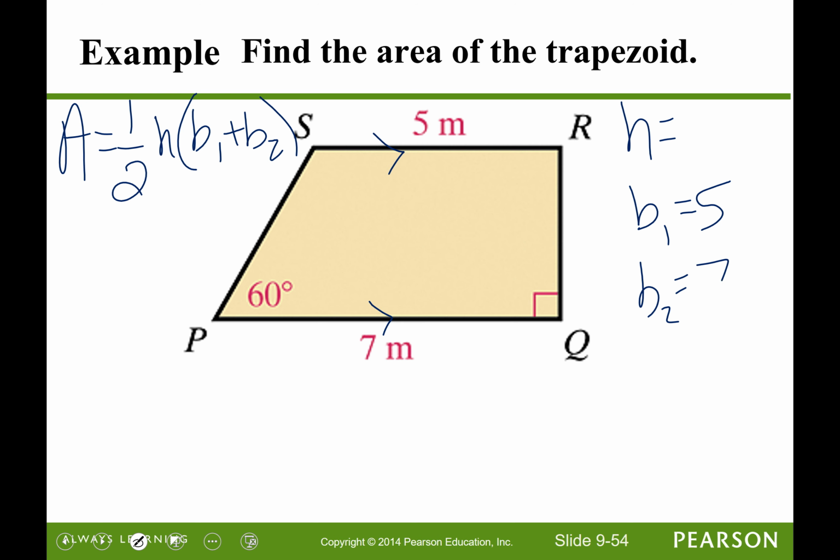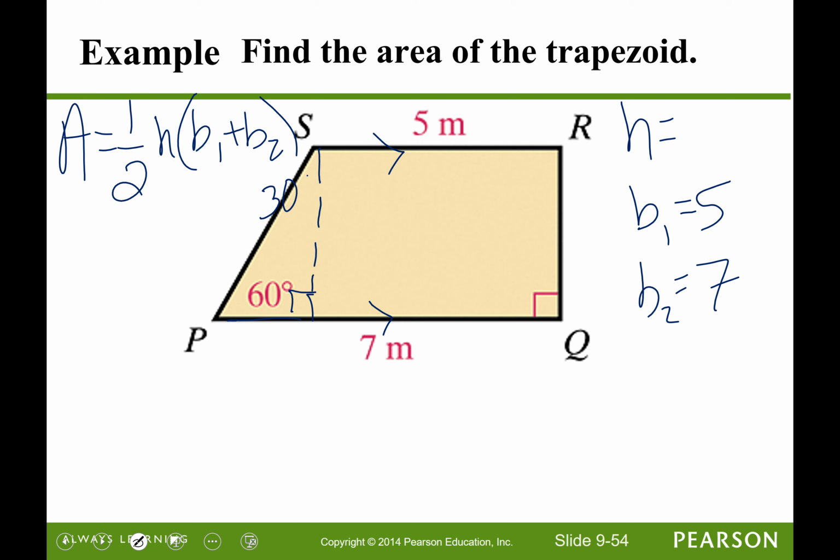If you said 5 and 7 for the bases, nice job. We still need the height though, and it's not labeled for us. But we can't just give up. We have plenty of skills necessary to find missing parts. So I'm going to cut this end off. And the reason that strategy is going to be helpful to us is because that triangle that we cut off is a special triangle. It is a 30, 60, 90 degree triangle. So if we know one part of that triangle, we can find all the missing parts. And by one part, I mean one side length.